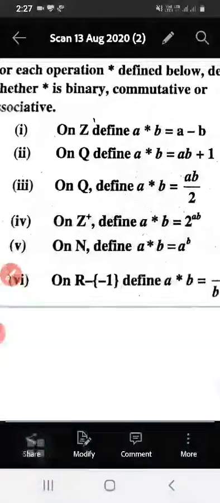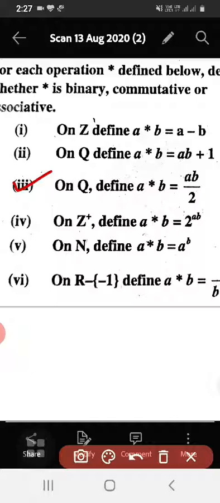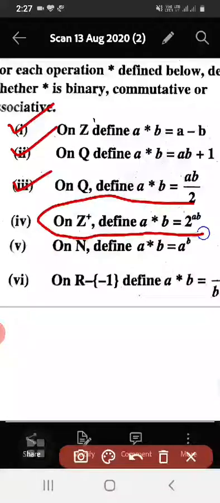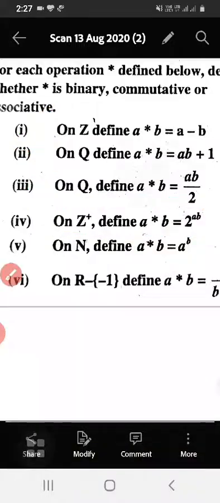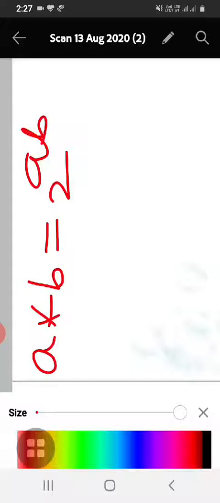So this is the third problem. The first and second are already over. Now I will solve the fourth problem. Observe carefully. On Z plus, define A star B is equal to 2 to the power of AB. Z plus means, we know, the set of positive integers. So A star B is equal to 2 to the power of AB. The set is given as Z plus.